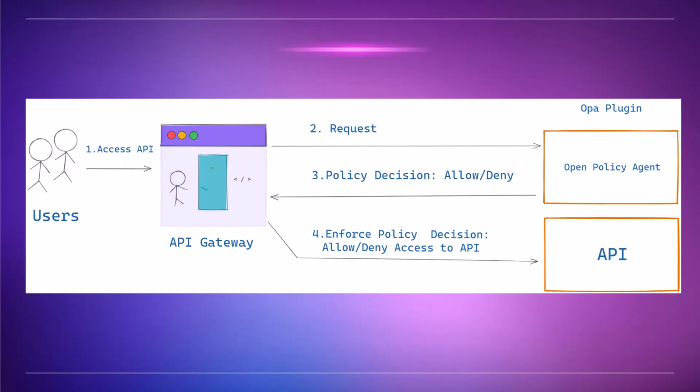In Apache APISIX, you can configure routes and plugins to define the behavior of your API. You can use the APISIX OPA plugin to enforce RBAC policies by forwarding requests to OPA for decision making. Then OPA makes authorization decisions based on the user roles and permissions in real time.